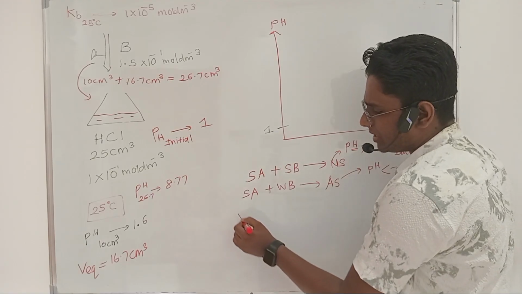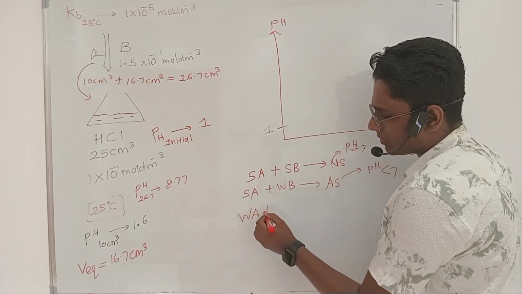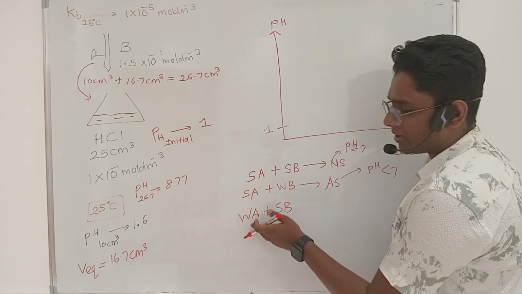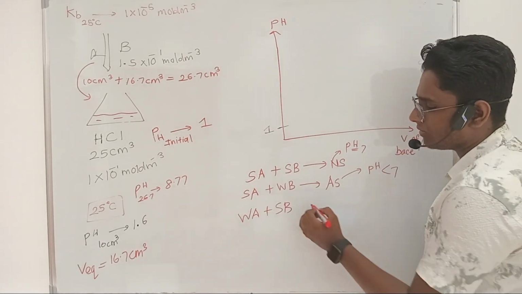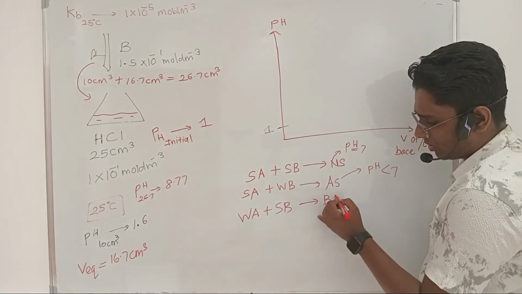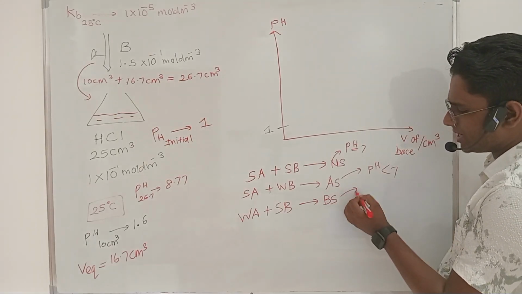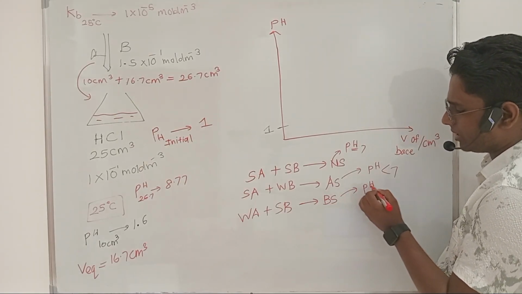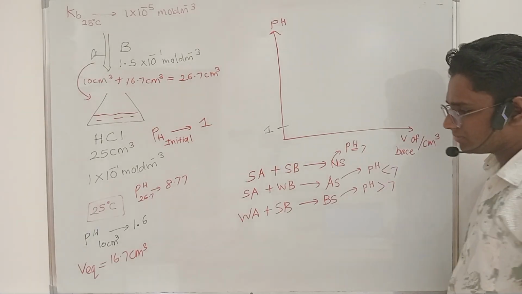So if you titrate a weak acid and a strong base, what will happen? The salt formed will be a basic salt, right? If the salt is basic, the pH at the equivalence point will be greater than 7.